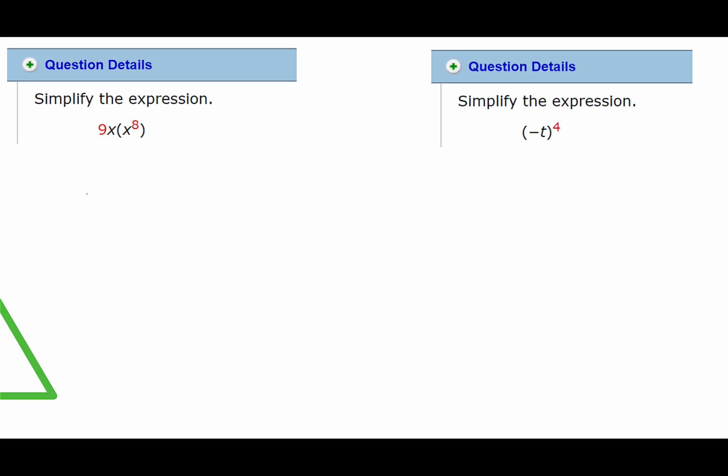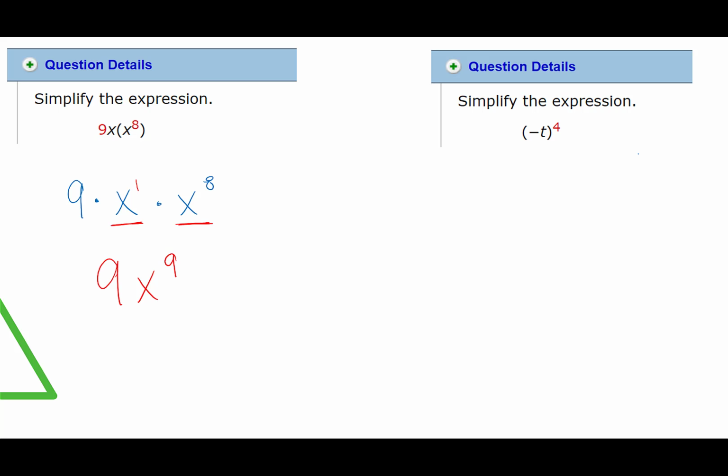This is 9x times x to the 8th. This is 9 times x to the 8th. All I did was rewrite it without the parentheses. When working with exponents, when you have the same base, in this problem we have a 9, an x, and an x, the two bases that are the same, we can combine their exponents through addition. This becomes 9x to the 9th, because this x in the middle actually has an exponent of 1, it's just invisible, and so 1 plus 8 is 9. So the final answer is 9x to the 9th.